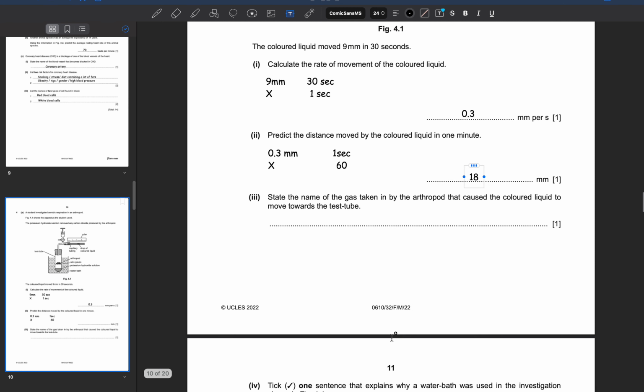Okay, the next one, state the name of the gas taken in by the arthropod that caused the colored liquid to move towards the test tube. I have an arthropod doing aerobic respiration. Which gas will it absorb? So it's oxygen gas. Yes, it will be oxygen gas. On the state also I only have to state the name.